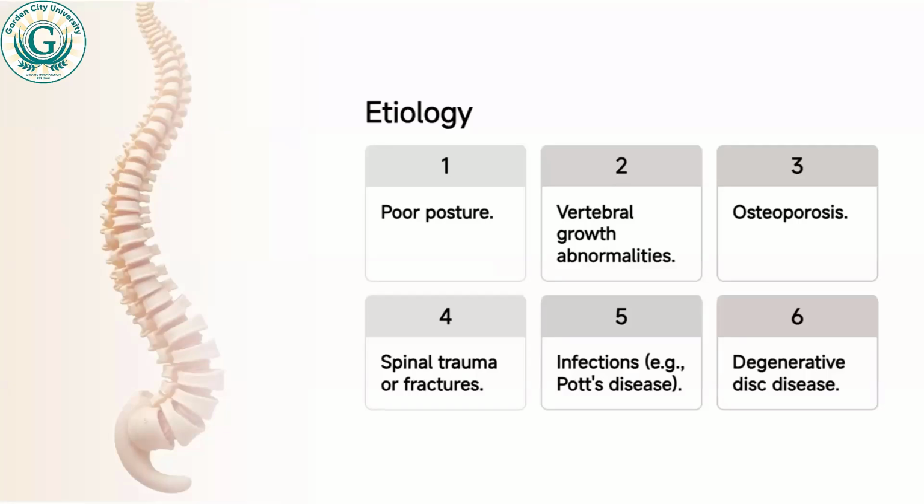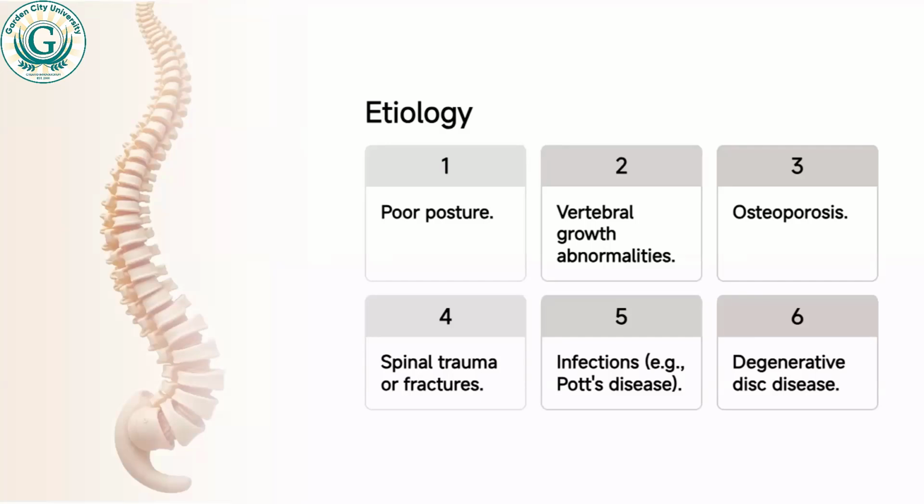The etiology, the causes of kyphosis. Poor posture. When you are in the ward and you are lifting a patient and you are not observing body mechanics, every time that you are lifting a patient, you are just positioning yourself anyhow. That is poor posture. It can cause kyphosis. Vertebral growth abnormality. When your vertebra is growing and it's not growing the way it's supposed to, it can also predispose you to kyphosis. And someone who is having osteoporosis, especially the older adult, is more likely to get kyphosis.